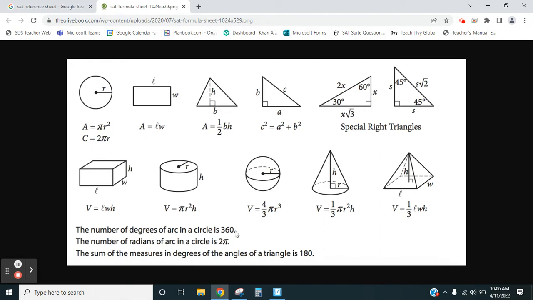Something else we talked about last time was you needed 360 degrees in a circle, right? 180 degrees in a triangle. I want to talk about this little fact tomorrow, talking about radians and degrees. Just one little quick reminder. It's been a minute since you've done something like that.